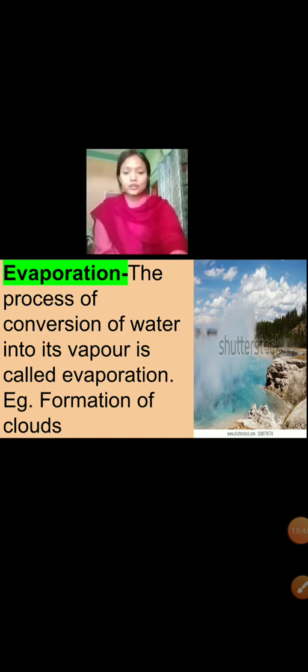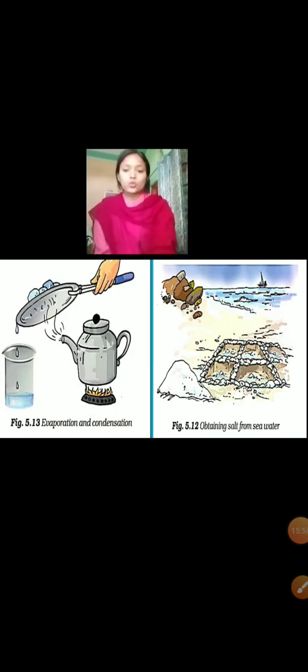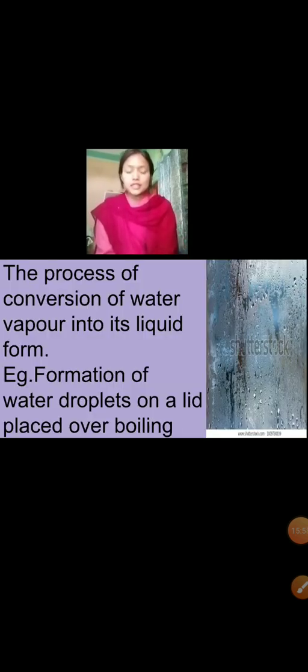Now evaporation is the conversion of water into water vapor, and we have taken so many examples of evaporation. Now the next one is condensation. Condensation is the conversion of water vapors into liquid form, in the water form. This is known as condensation. So it was all about the chapter. Now the chapter is finished.